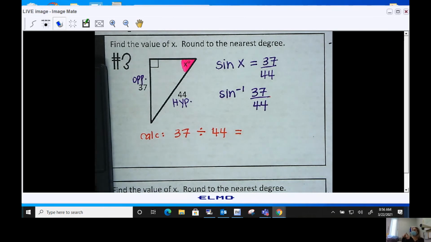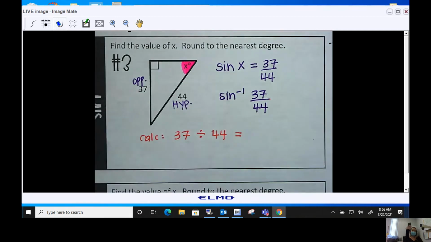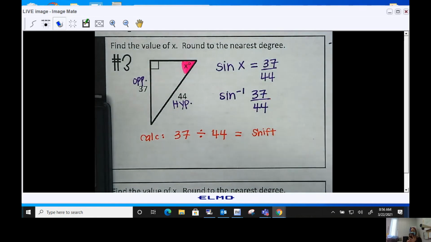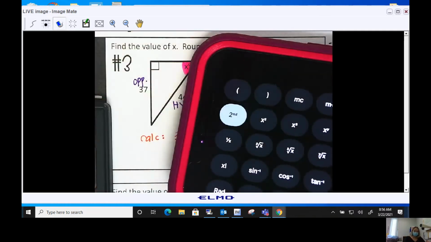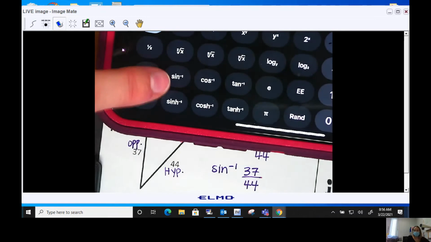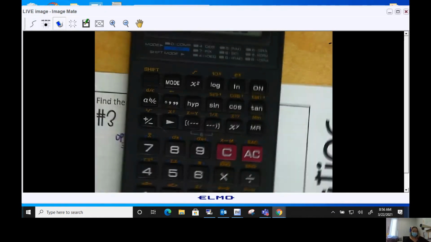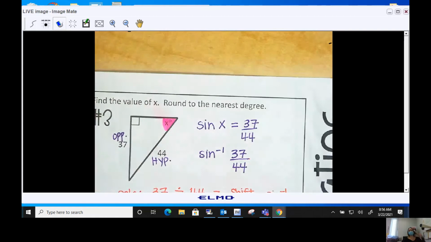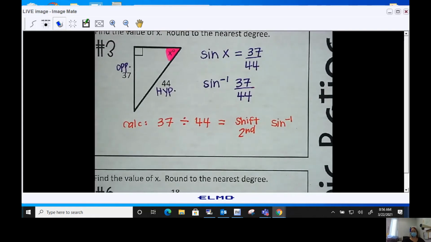And then now, depending on whether you're using your phone or your calculator, if you're using the calculator, you're going to push shift. If you're using your phone, you will see a button at the very top that says second. And then you should see a button that says sine of -1 on your phone, or in this case, you're pushing shift and then sine of -1. So it's really just, can you put it into your calculator correctly? So 37 divided by 44 equals, and then second, sine of -1, the inverse sine. What do you get when you did that?